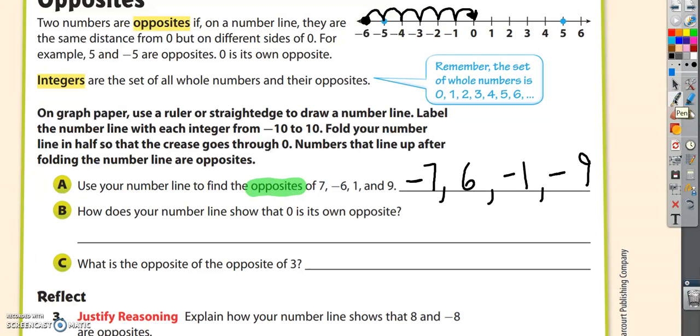Question B reads, how does your number line show that 0 is its own opposite? So if you take your number line and you fold it in half at 0, 0 would fold back on top of itself. So you could either say that 0 lines up with itself, or you could say that 0 folds on top of itself. Remember that. Let's go ahead and finish this answer and then I'll make sense of it. 0 folds on top of itself.